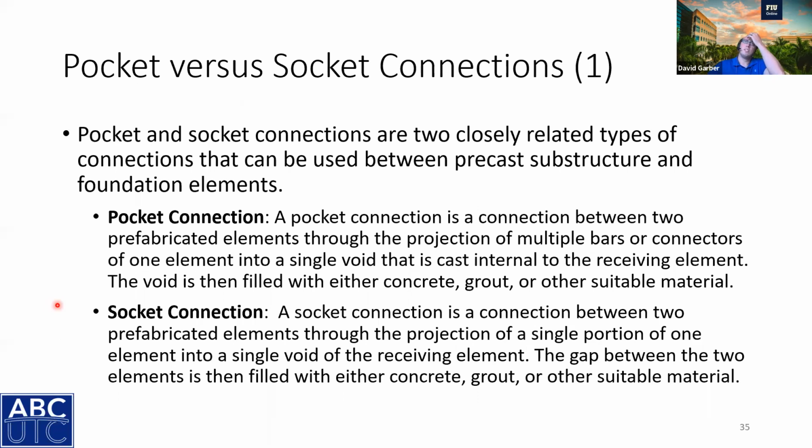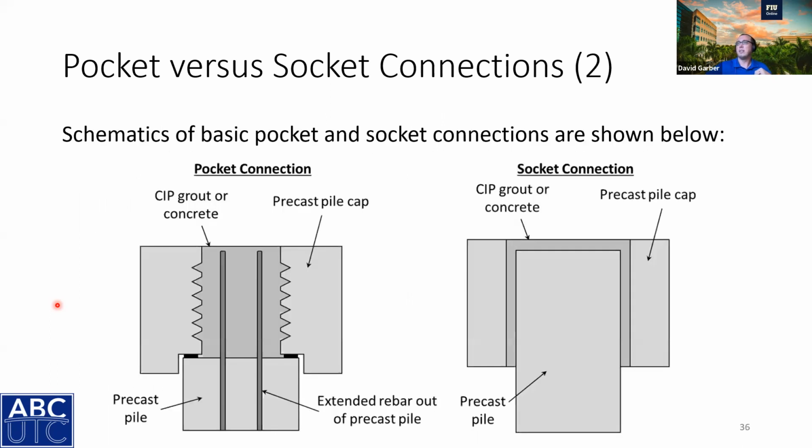The next two main types of connections between substructure elements are pocket and socket connections. So in a pocket connection, we have a void in one of the elements and reinforcement extending from the other element. And then you backfill the void with cast-in-place grout or concrete, and that creates the connection between the two elements. So this is a pocket connection on the left, a socket connection here.